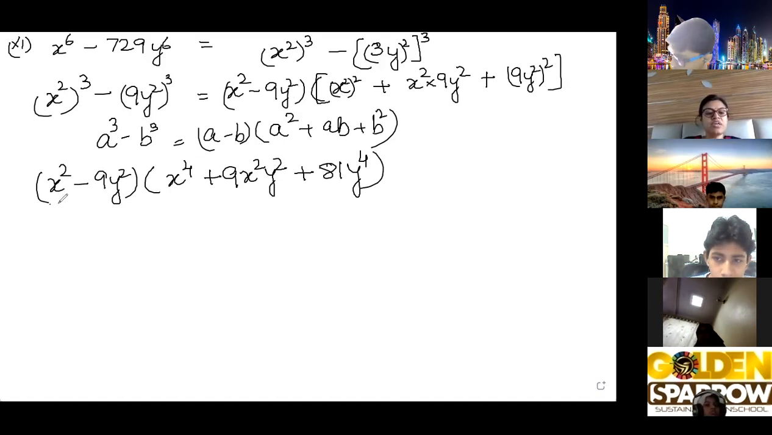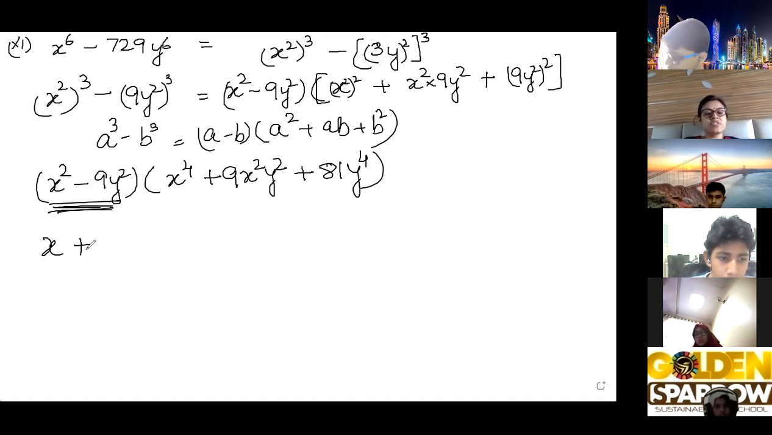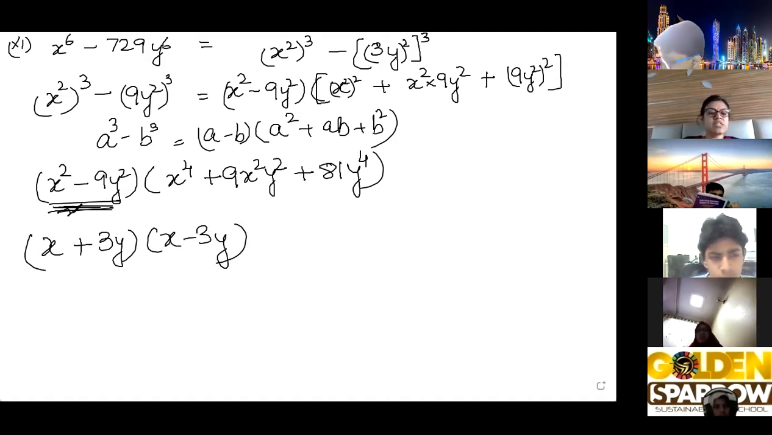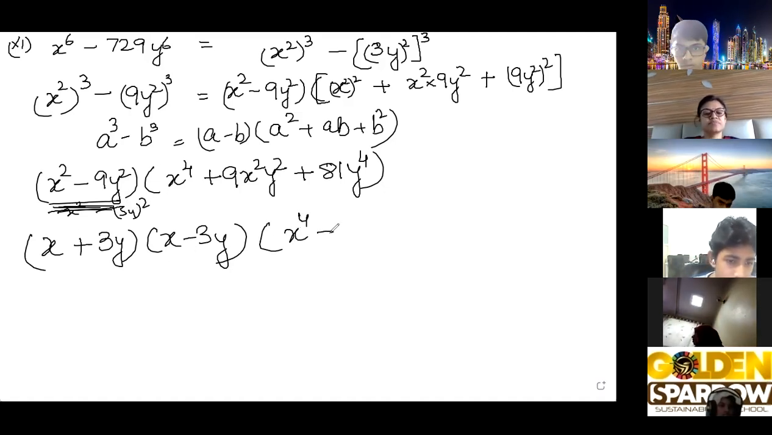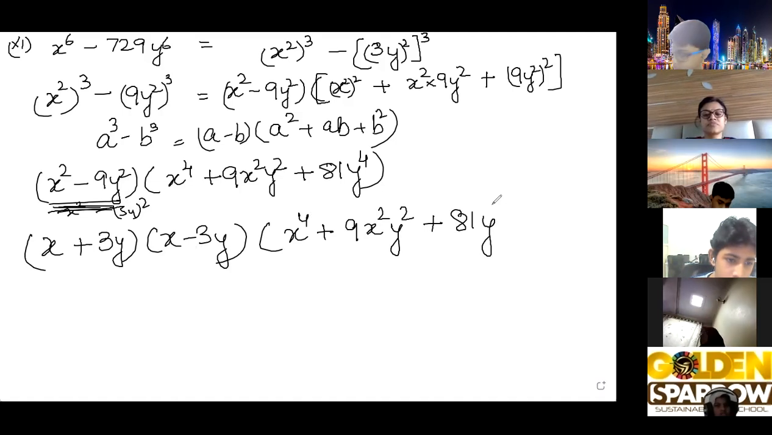Now again we can factorize this also, because this is a square minus b square. So this can be factorized as x plus 3y into x minus 3y, because it is x square minus 3y whole square. So this will be the answer.